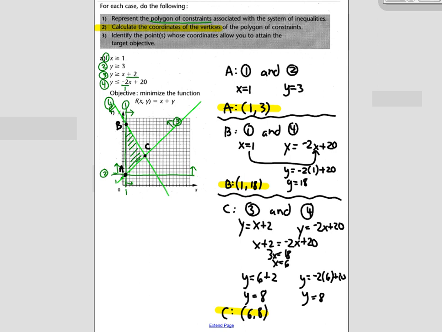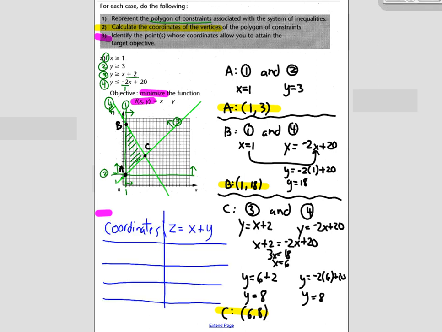The third question is identify the point whose coordinates allow you to attain the target objective. So the target objective, they gave it to you here. They wrote f of x, y, or sometimes they'll call it z or whatever they're doing. They want you to minimize this function. So what you have to do to solve this problem is you're going to create a table here. So I'm going to show you how you can show your work clearly. So you can create a table of values.